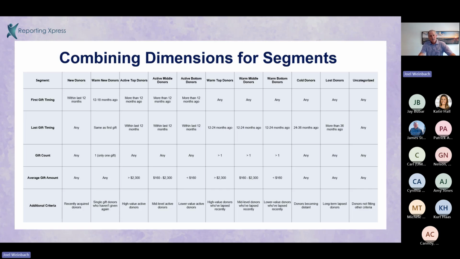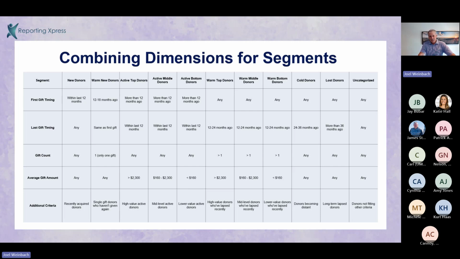We recommend something along these lines as your segment dimensions. Active, warm, and cold donors refer to how recently they have interacted with your organization. If they've made a gift within the last 12 months, we call them active. If they've made a gift more than 12 months ago, we call them warm. If it goes back more than 24 months, they're cold. And more than 36, for the sake of argument here, we're calling them lost.